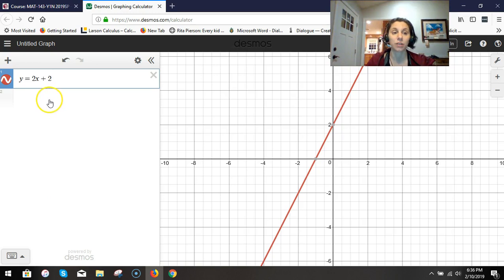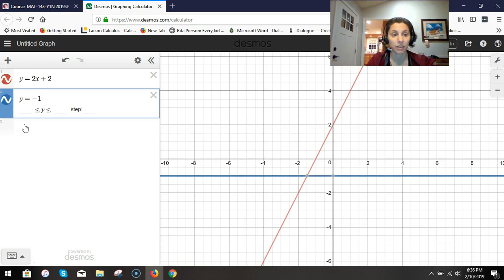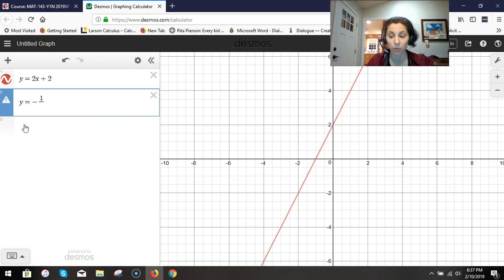If I wanted to graph a second line or another graph of any function, you just click underneath it, and another one will pop up. I'm going to make this a negative 1/2, so a dash, a 1, and then to get the fraction bar to come up, you're going to press the slash. I think it's a forward slash. It's the one underneath the question mark or above the 8 if you have a number pad, and it will pop up right away.